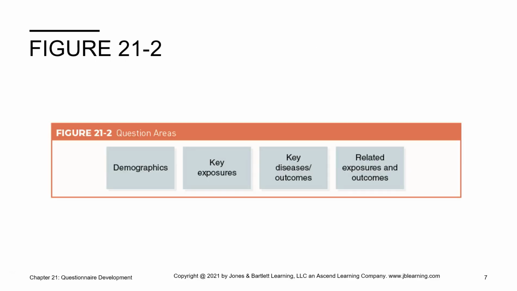So figure 21.2 goes over question areas. And so this is just the different types of topics that are separated. As part of figure 21.1, it says to identify general question categories. So these are some good key areas. You always want to include some demographic information in your study. Then you will have your key exposure, your key disease or outcome, and related exposures and outcomes.